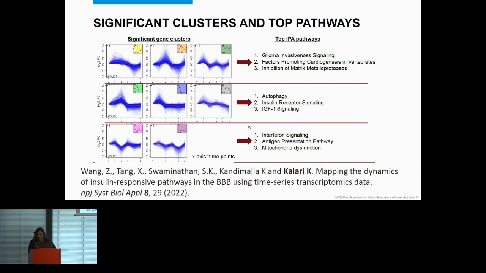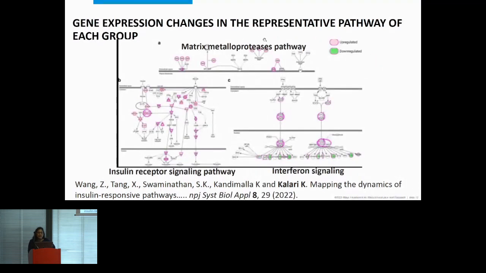So these are the top pathways associated with these particular groups. And as you can see in the next slide, I summarized it: specifically, group 1 is upregulating the matrix metalloproteases pathway. And then the second group, the one that had a high peak at the early time point and then went down at the later time point, had the insulin receptor signaling pathway upregulated. And the third one, the set of genes that were downregulated, were associated with the interferon signaling pathway. That makes more sense here.